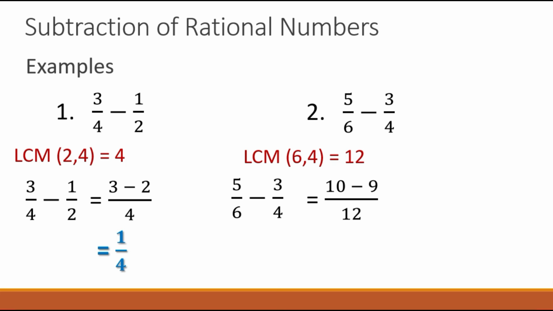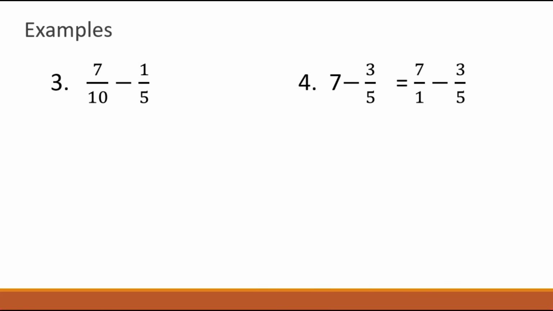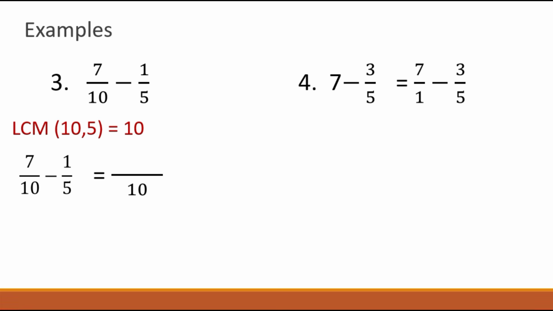10 minus 9, that's equal to 1. So the answer is 1 over 12. And it's already in the lowest term. Let's proceed to the third example. 7 over 10 minus 1/5. The LCM of 10 and 5 is, of course, 10. So copy the given. Write our LCD, which is 10.